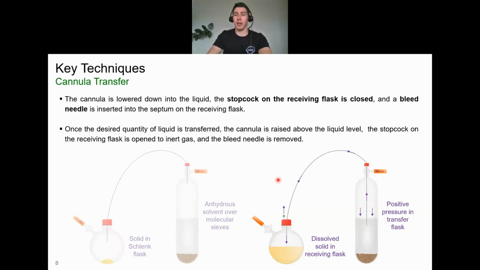Now, cannula transfers are great if you need to do bulk transfers and you're not too bothered about the exact volume. But when you do need precise volumes, this is where we start to use syringes and needles, and it also means that we're often working with Sure/Seal bottles or reagent bottles that have rubber septa built into them.